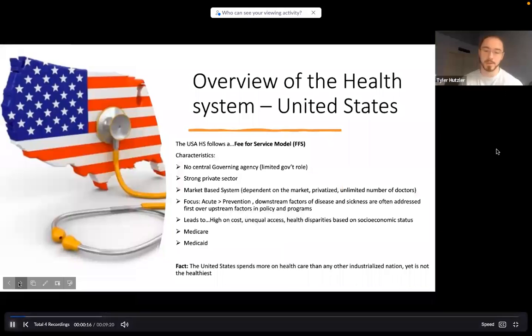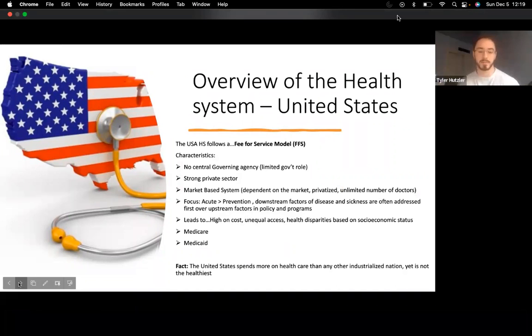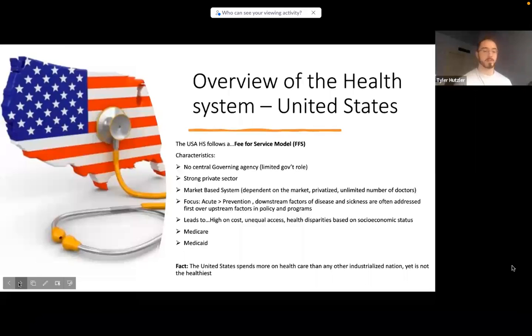Overview of the health system in the United States. The USA health system follows a fee-for-service model. Some of the characteristics of that model: it has no central government agency, which means a limited government role, has a strong private sector. It follows a market-based system, so it's dependent on the market and becomes very privatized.